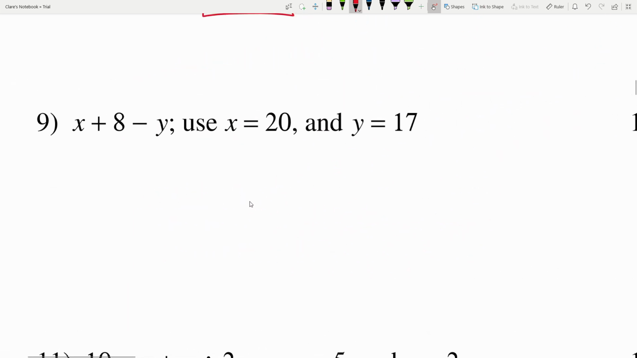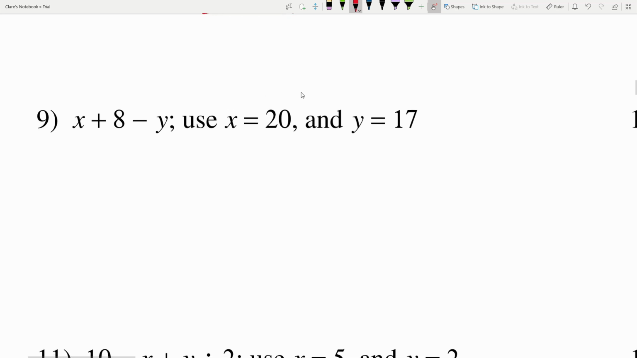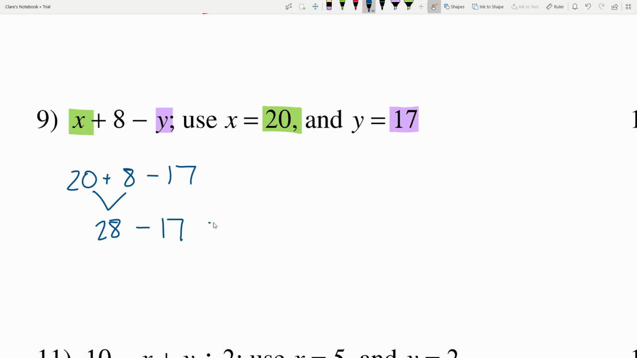Now in number 9, my variables are x and y. So x is 20 and y is 17. Plugging in 20 for x and 17 in for y. That will be 20 plus 8 minus 17. Now working left to right, because all I have as operations is addition and subtraction, I'll do 20 plus 8 to get 28, and then I'll subtract 17. 28 minus 17 is going to be 11. 11 is my solution in number 9.